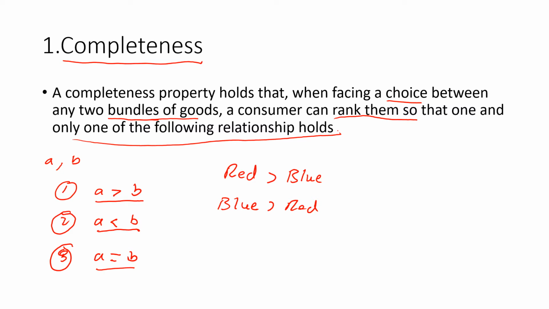Basically, the property of completeness means that she knows whether she prefers red to blue, or she knows whether she prefers blue to red, or she knows she likes both of them equally, but she cannot hold any two of these three at the same time, such that she is not able to make any decision about them. So that is basically the violation of the property of completeness.